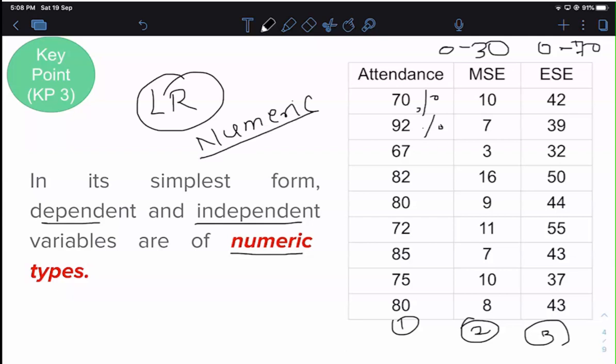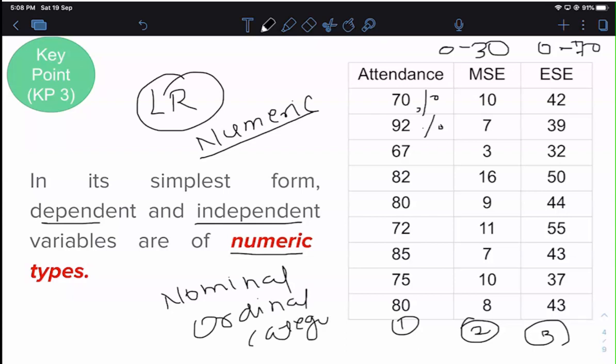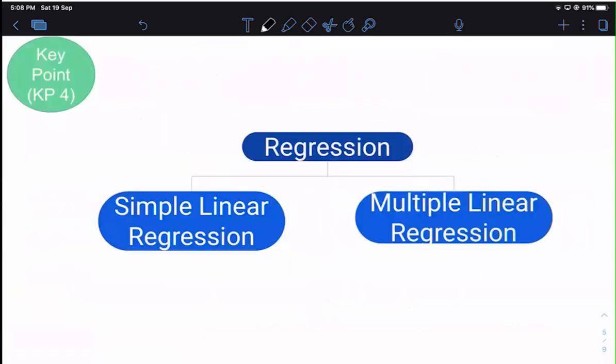When the data is of the nominal or ordinal or any categorical variable like gender, then that data needs to be converted into numeric before processing by the linear regression algorithm. But the linear regression algorithm only processes the numeric type of data. So that is the third key point that we should remember.